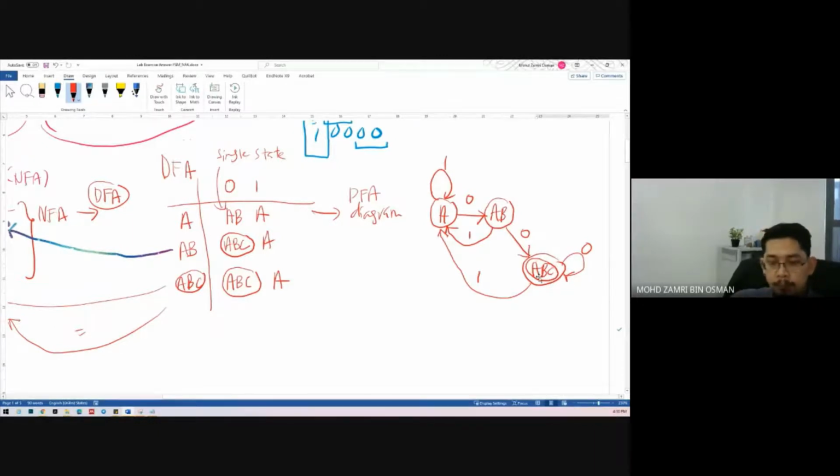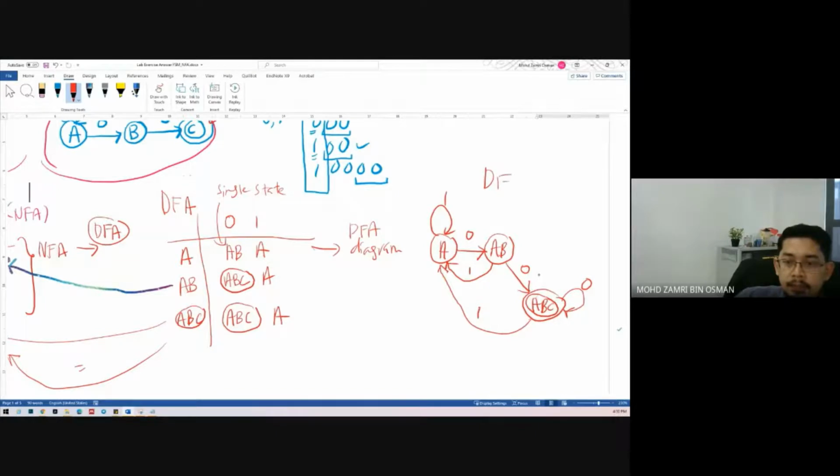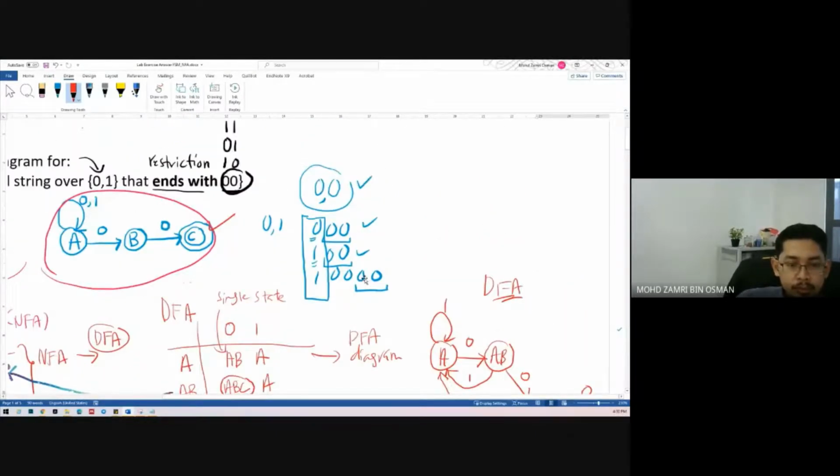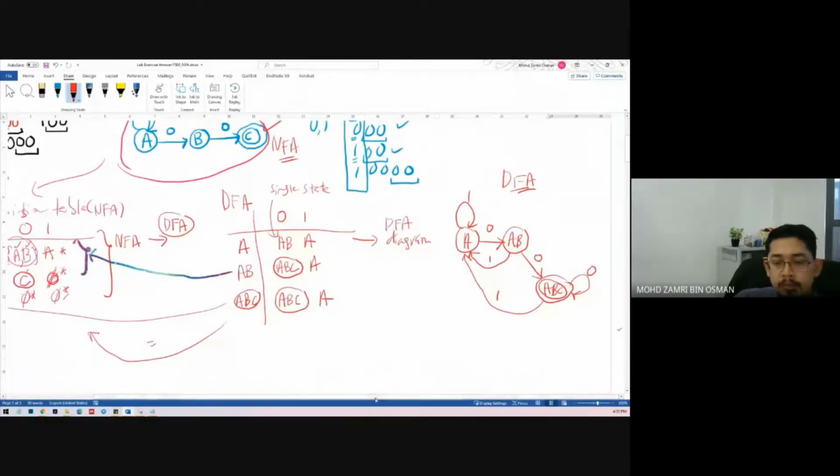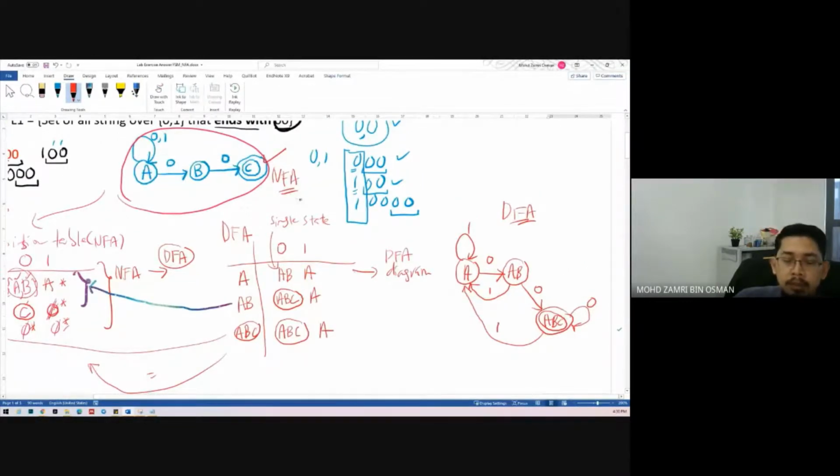If we compare the diagram for the DFA and also the NFA here, it looks different. But we call it an equivalence, meaning that whenever we have a diagram in the NFA, the equivalent DFA diagram is this one. Based on the definition of deterministic here, we must determine that our input must end in the final state. But for the NFA here, we can end in any state, not only in the final state.